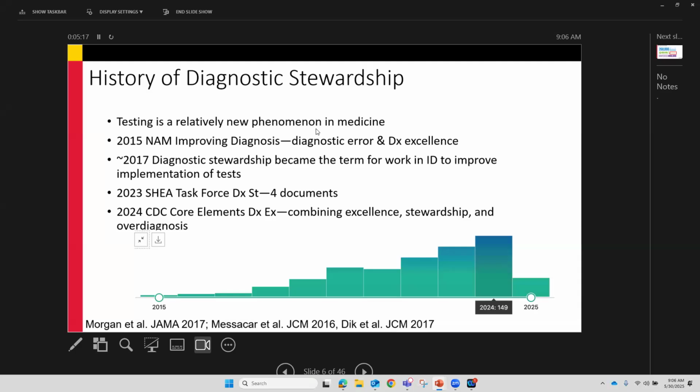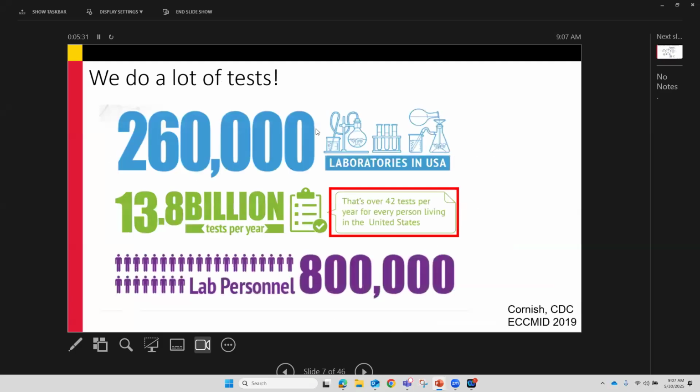effective. And this bar at the bottom is just the number of publications that mention diagnostic stewardship. So you can see it's been increasing from basically being non-existent to about 150 publications last year. So it is catching on.